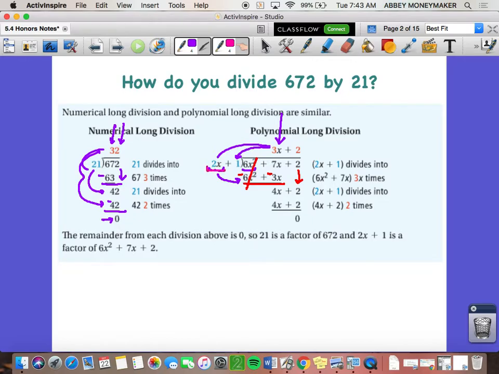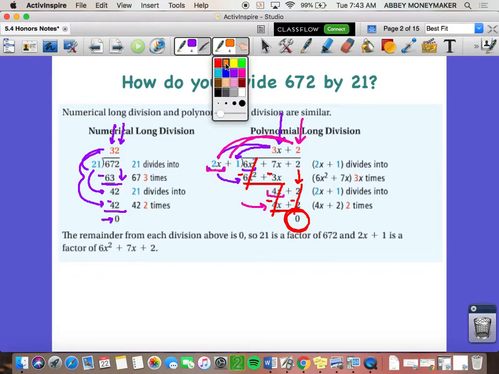What are you going to do to 2x for it to become 4x? Well, you multiply it by positive 2. So 2 times 2x gives me that 4x, and then 2 times 1 gives me the 2. I draw the line and change my signs. The first 2 cancel out, and those also cancel out. My remainder is 0.